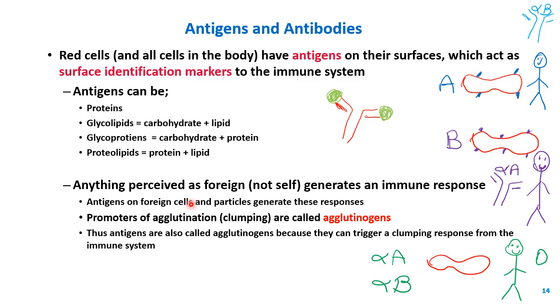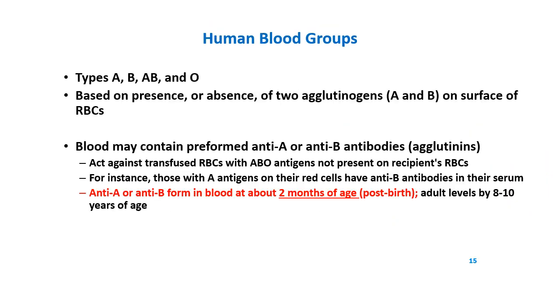Now, I just mentioned that in order for you to produce an antibody, you have to be primed with the antigen, right? Okay, here we go. Anti-A or anti-B antibodies, they're going to be found in the blood of a baby after 2 months of age. And you continue to build those antibodies up to a regular level of an adult. This is going to happen before you're 10 years old.